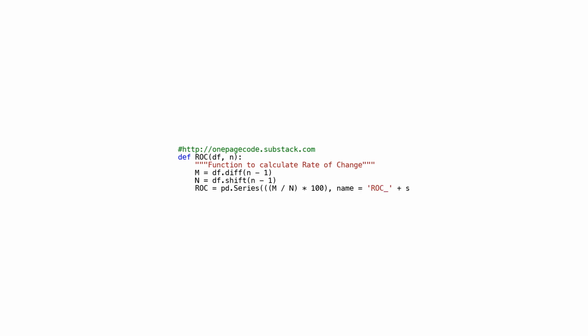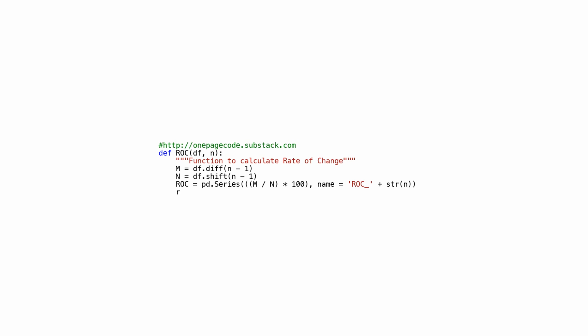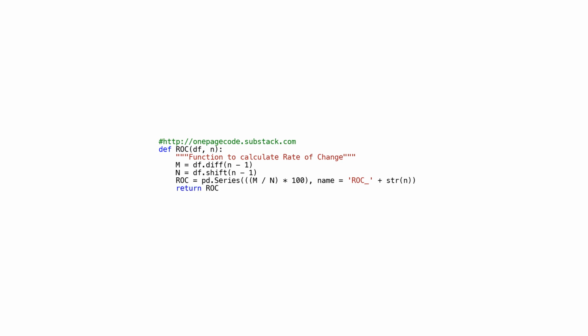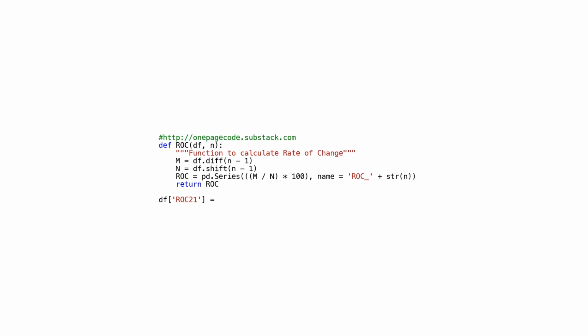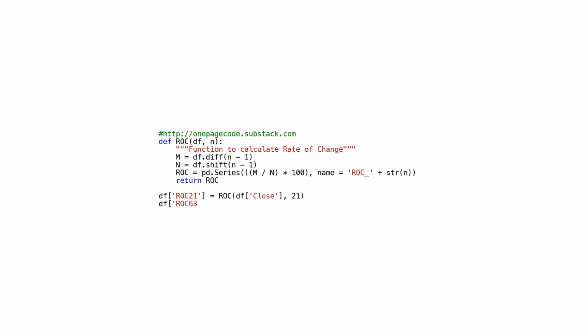In the third line of the function, ROC is created by dividing M by N and then multiplying the result by 100 to determine the rate of change. An ROC series with this value is then assigned a name indicating the calculation period. A series of ROC values is returned by the final line of the function.